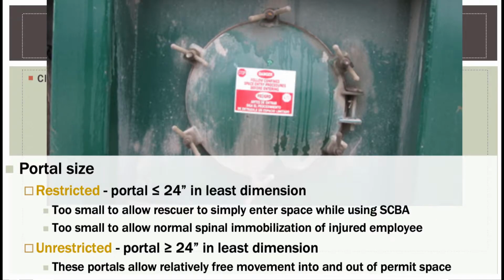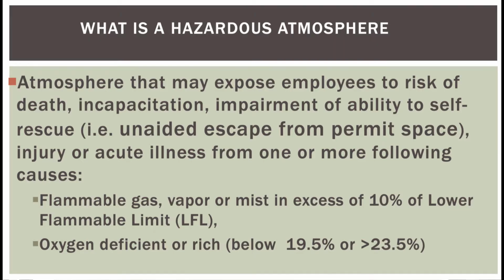Unrestricted access is greater than 24 inches. These portals allow relatively free movement into and out of the permitted space. So the portal size, restricted versus unrestricted. So if it's restricted, it's a permit required confined space.